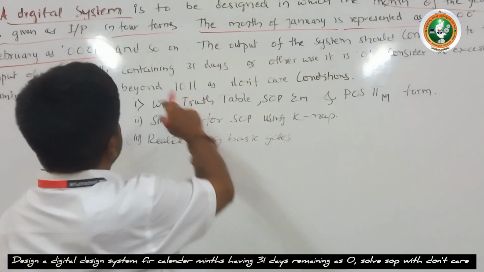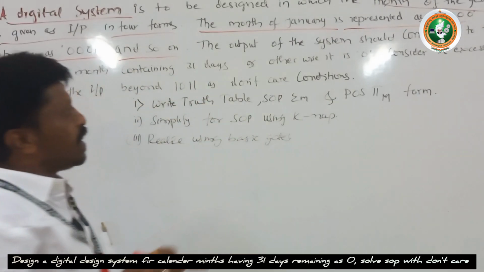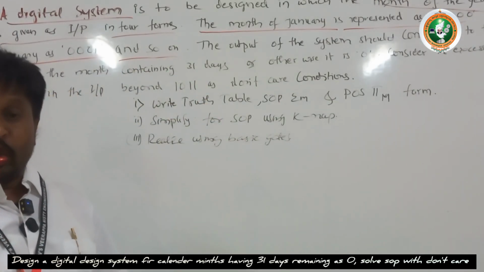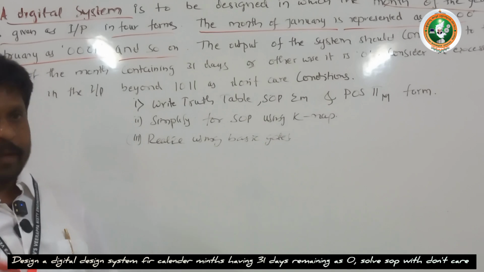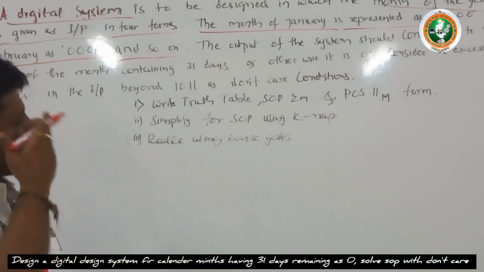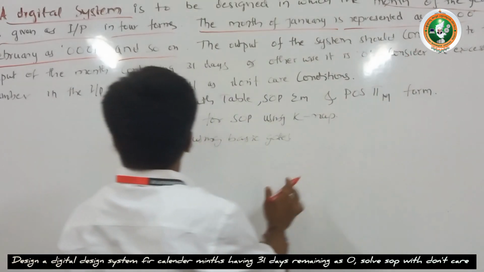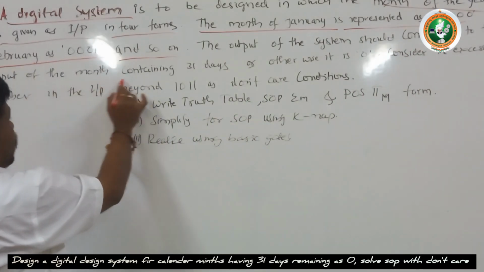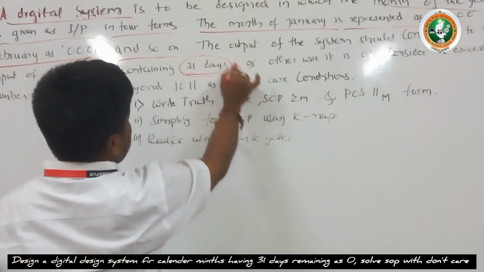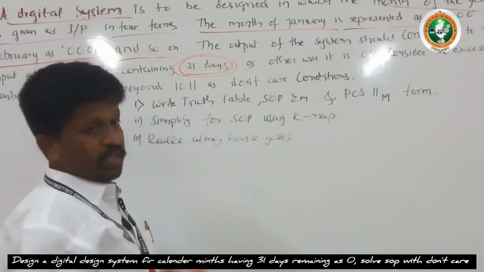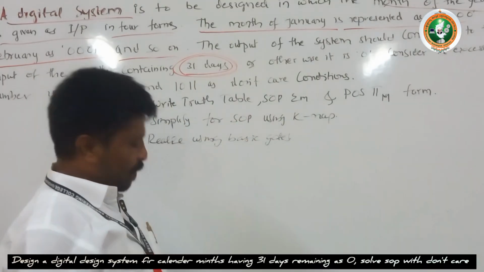In the same way, there are 12 months in a year. The output of the system should correspond to the input month containing 31 days, and 31 days is to be considered as 1.